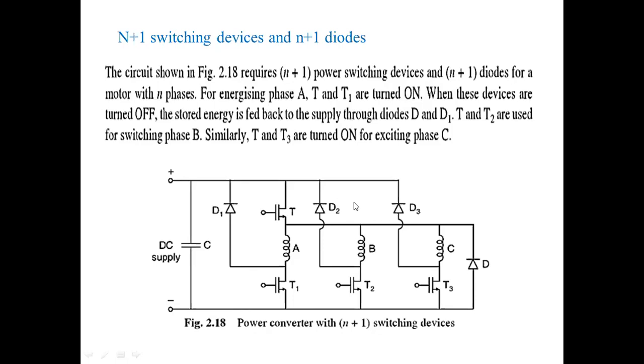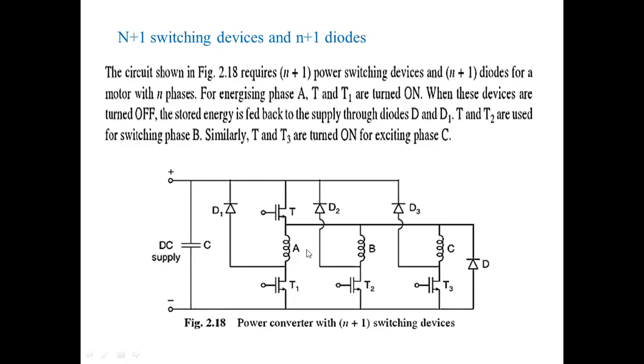Suppose we energize phase A first. Whenever energizing phase A, the positive supply is connected towards thyristor T. Here D1 is in the turned off or open circuit position, because its cathode is more positive. So thyristor T is in conducting state and thyristor T1 is in conducting state for phase A. This is the procedure for energizing phase A.